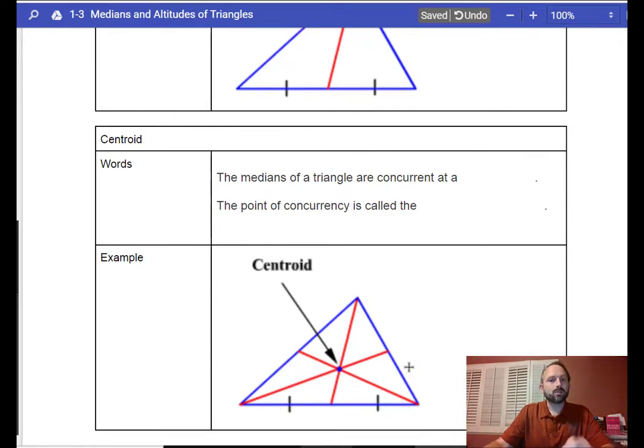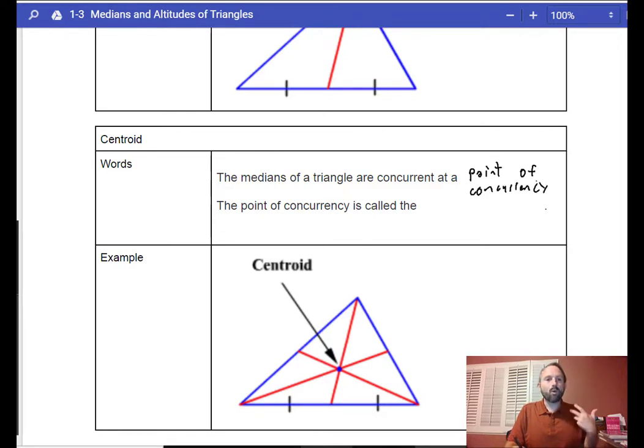So what is a centroid? All right, well, the medians of a triangle are concurrent at a point of concurrency. This point of concurrency is called the centroid.